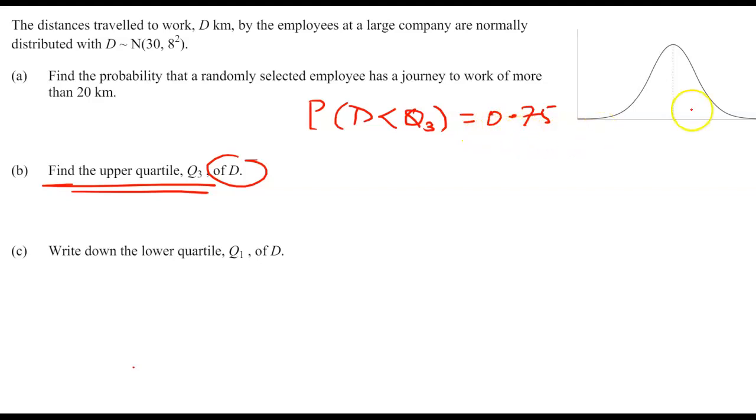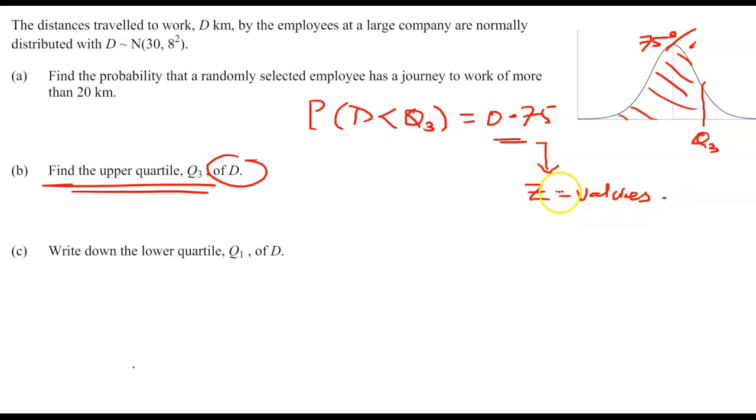That means we are going to look for the value of Q. If we go on our table over here, the value of Q3 is the value for which this area should be 75%. That means they have given us the probability, and we have to find Q3. But how do we do this? What we need to do first is find the Z value that gives us this probability.